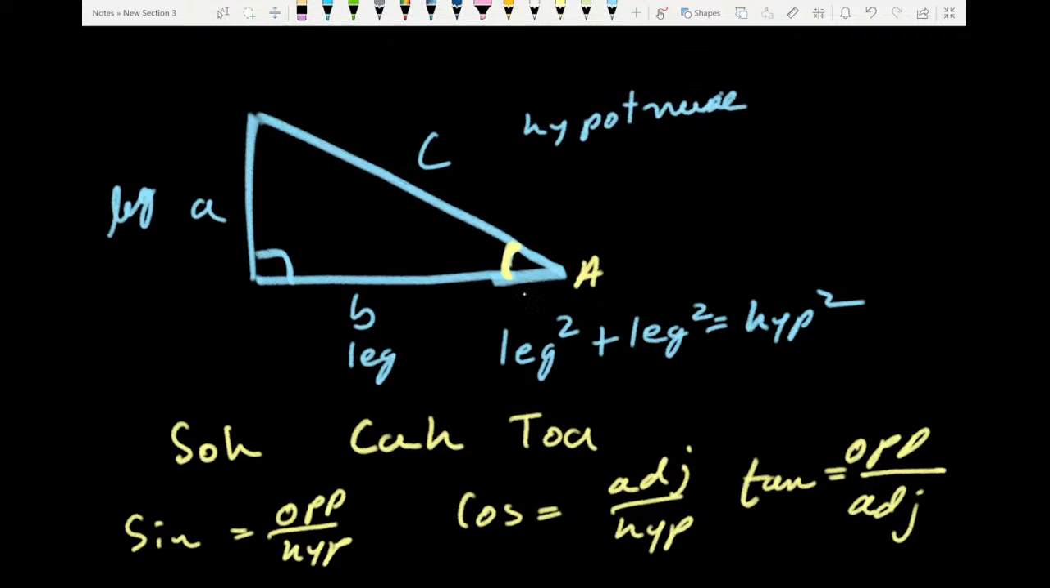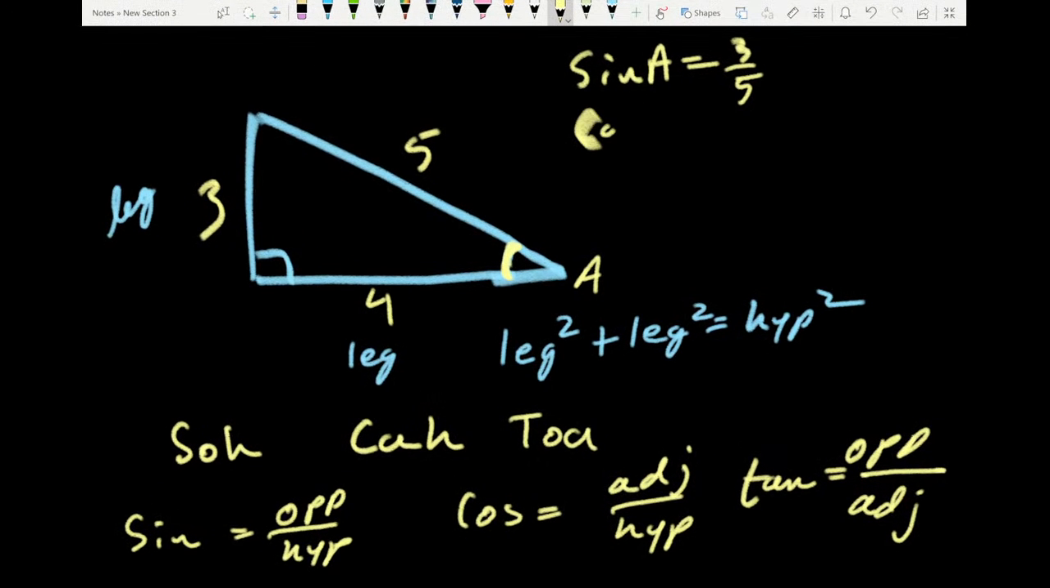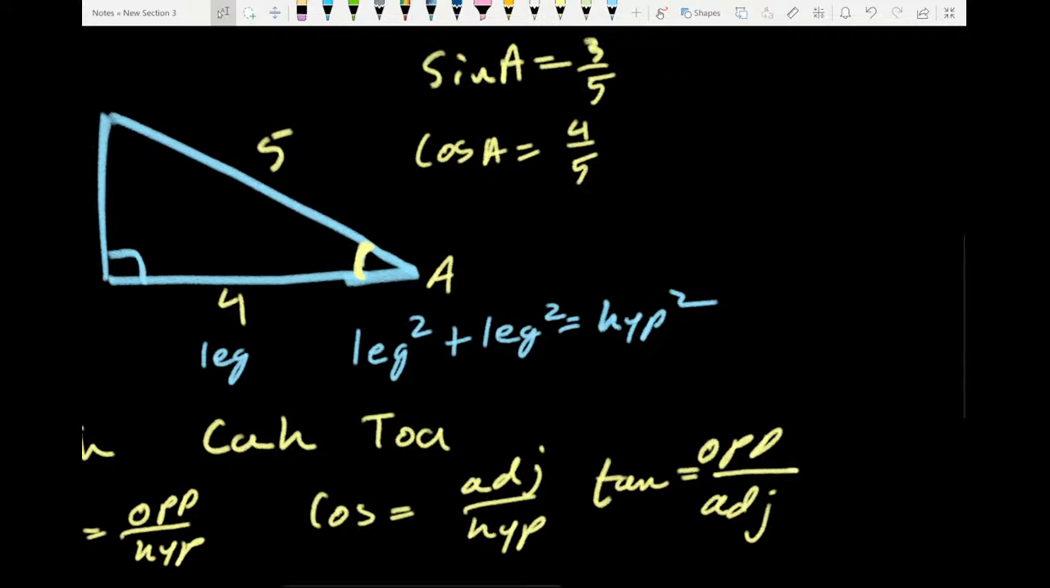So if I use the same triangle, and I say this is angle A, let's call this 3, 4, 5. What is sine of A? Opposite over hypotenuse. Cosine of A would be adjacent over hypotenuse. And tangent would be adjacent over, no, sorry, opposite over adjacent.